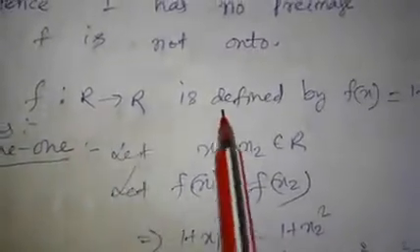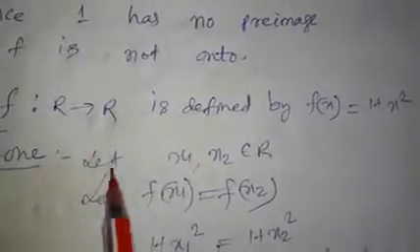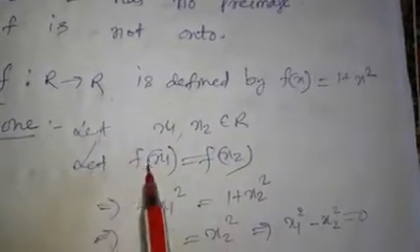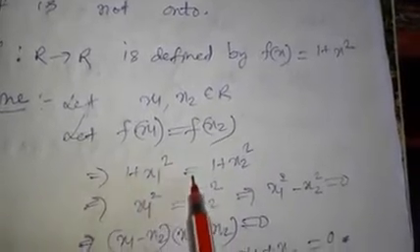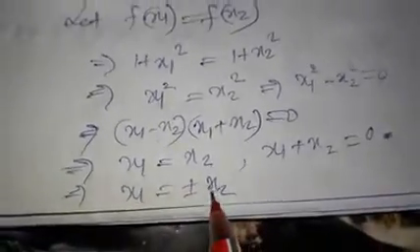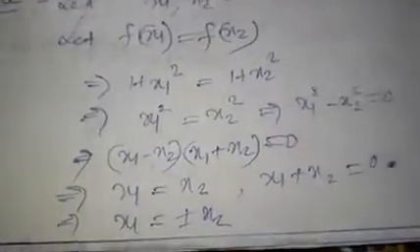Another question. f from R to R is defined by f of x is equal to 1 plus x square. Let x1, x2 belong to R. Let f of x1 be equal to f of x2. Then 1 plus x1 square is equal to 1 plus x2 square. So, x1 square is equal to x2 square. Directly you can say x1 is equal to plus or minus x2. So, f is not one-one, hence it is many one.